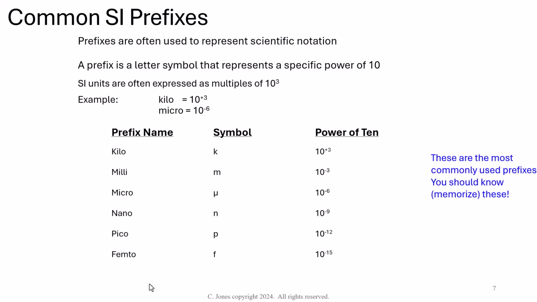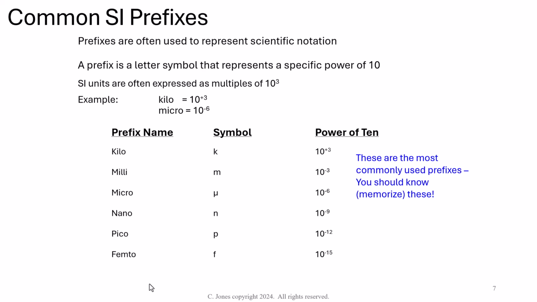So what I've put here are the most commonly used prefixes in chemistry, biology, biotechnology, the pharmaceutical industry. So you should memorize these prefixes. You should know the name, you should know the symbol, and you should know what power of 10 they represent. And you should also keep the case, upper or lower case, in mind here. And in this case, all of these are lowercase.